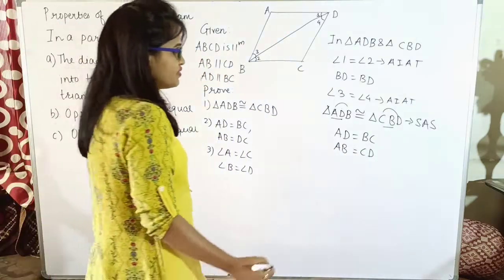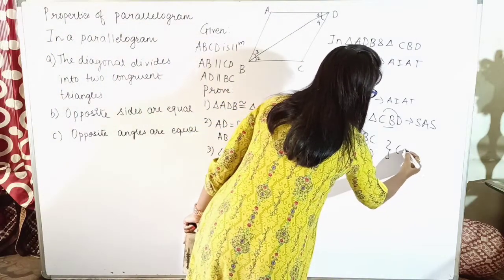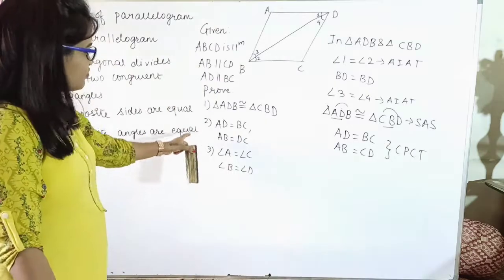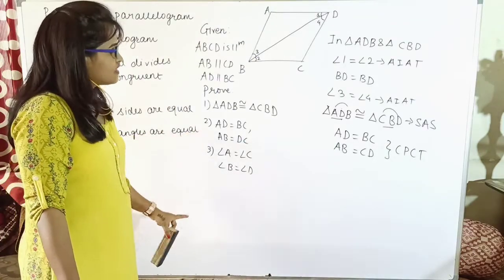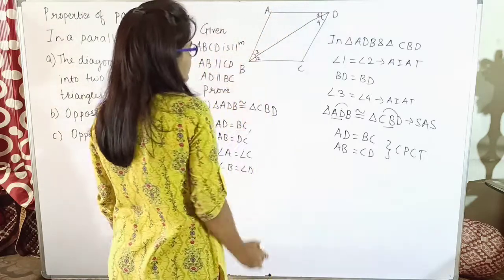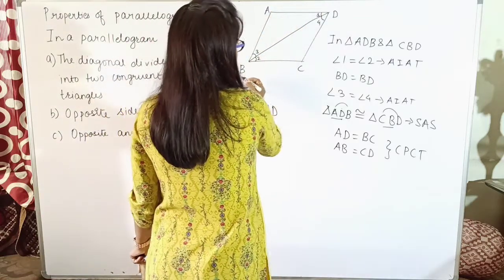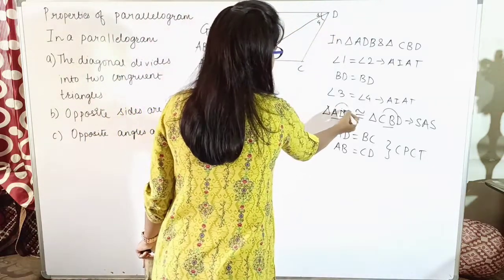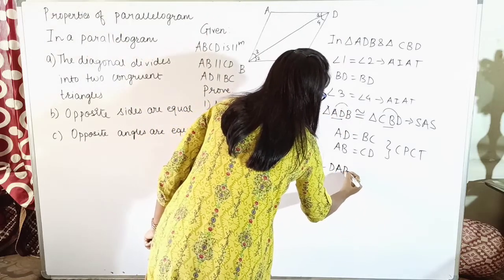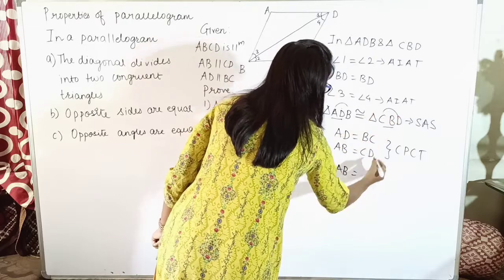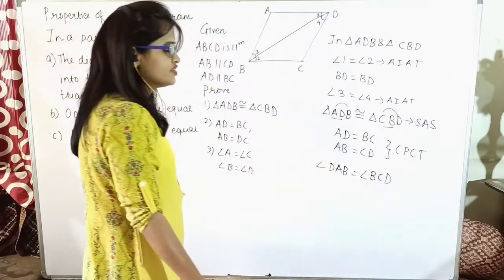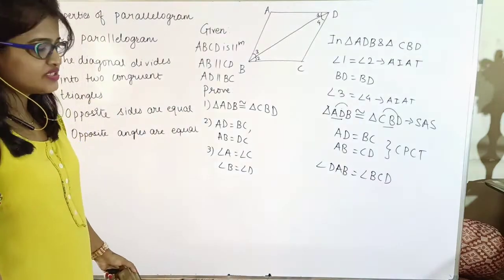Okay. The reason you will be specifying by CPCT. Okay. So second proof also we have shown. The third one, angle A equal to angle C. Can I write DAB equal to BCD? Angle DAB equal to BCD. Yes, again the reason CPCT.